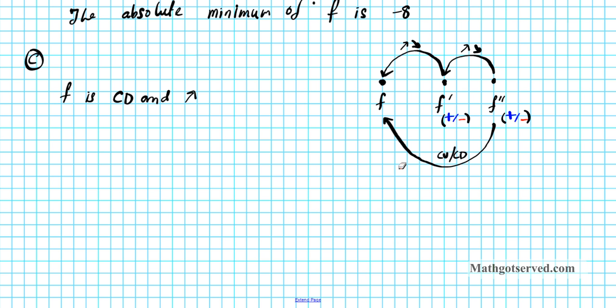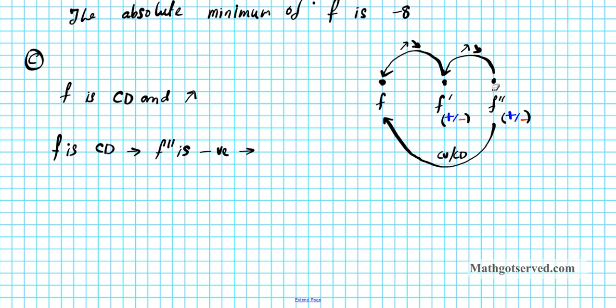All right, so to answer this, we're going to split it into two parts. We're going to deal with concavity first, and then we'll deal with the increasing part, okay? So if f is concave down, that implies that, see this connection between f and f double prime? If f is concave down, then f double prime is negative, okay?